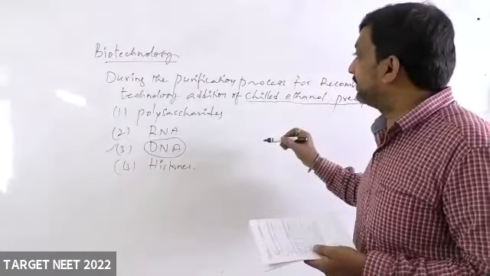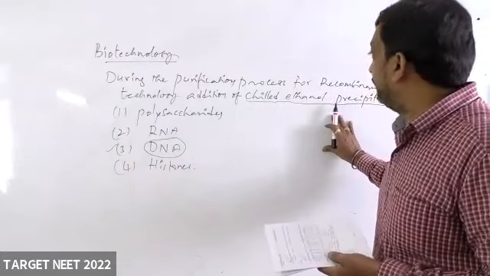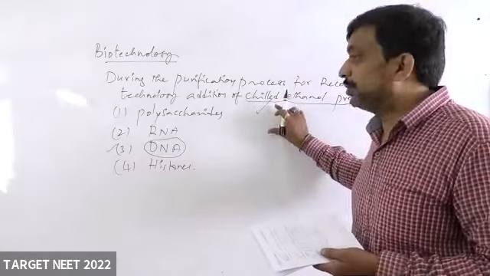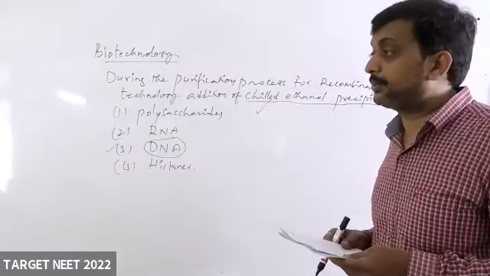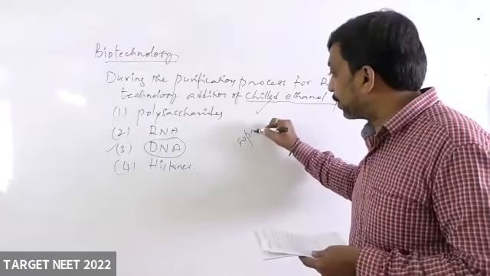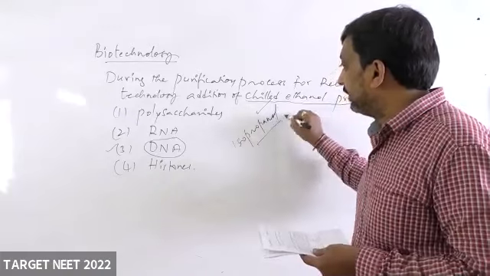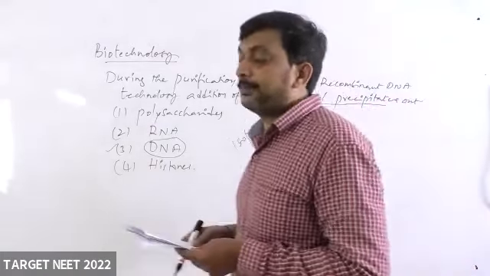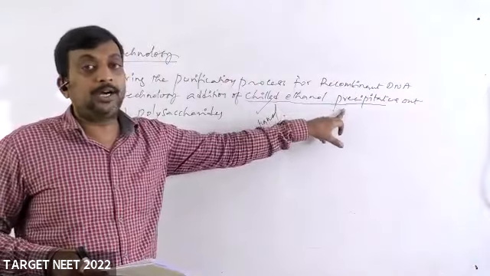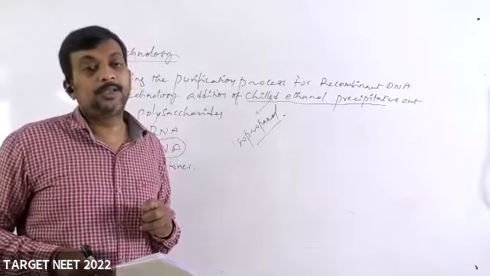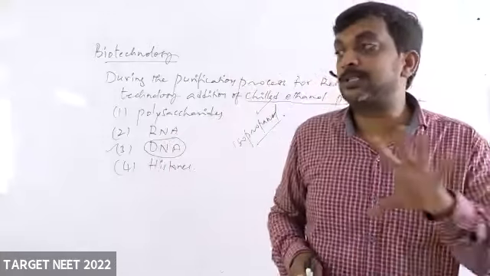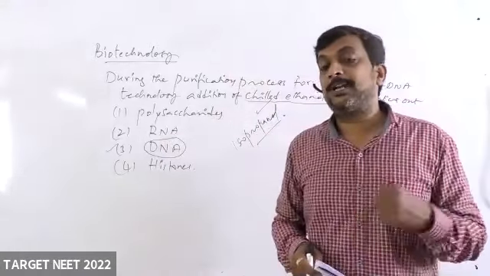In this case, chilled ethanol has been used. In some other cases, isopropanol may also be used in order to precipitate out the DNA molecule. Now, what are the steps involved in recombinant DNA technology? How is the process of recombinant DNA technology carried out?